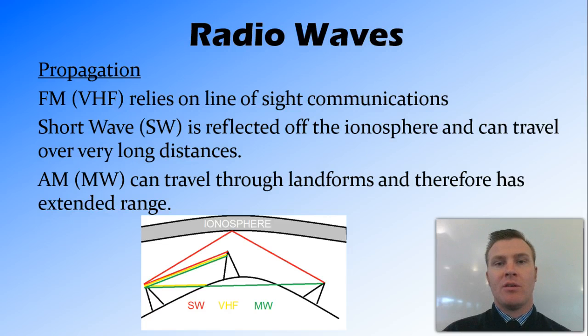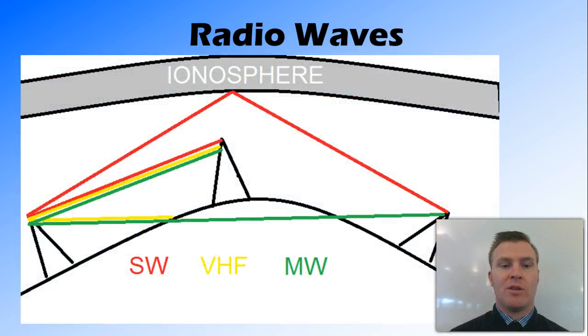And amplitude modulation, or AM, works in the medium wavelengths and can travel through landforms and has an extended range over the FM radio. So if we put this into a picture, we can see that the FM, or the very high frequency waves, need to have line of sight communications, while medium waves are able to travel through the earth, therefore can travel a bit further, and short waves, because of the way that they bounce off the ionosphere, can travel the furthest.